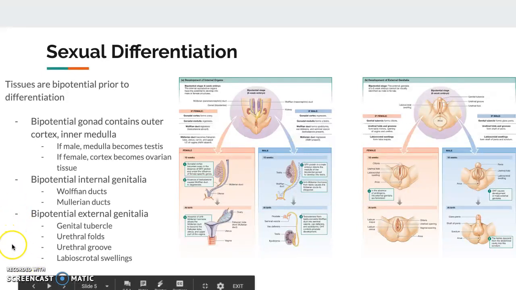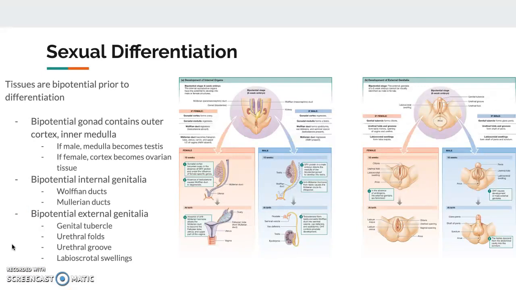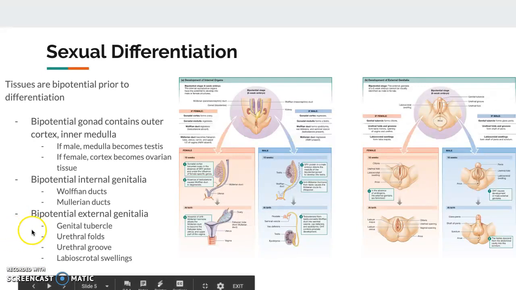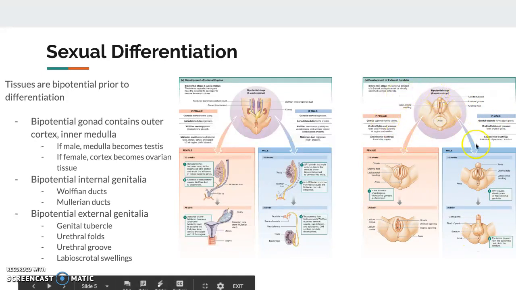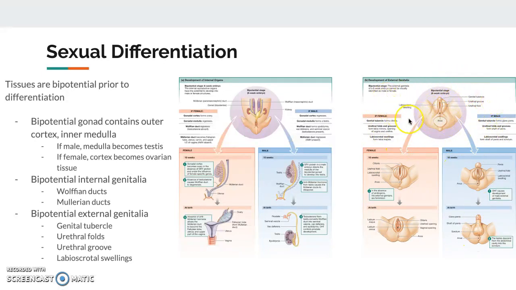And then moving on to the bipotential external genitalia, these all consist of the same thing because they haven't developed yet. They consist of the genital tubercle, urethral folds and grooves, and the labioscrotal swellings. You can kind of see that here, and they list all of those. So this is the bipotential, and then once they develop, down here. But this is what we're talking about in this slide. This image is helpful just to see that piece of it. And then as development continues, each of these will become specified, and we'll talk about that a little bit next.